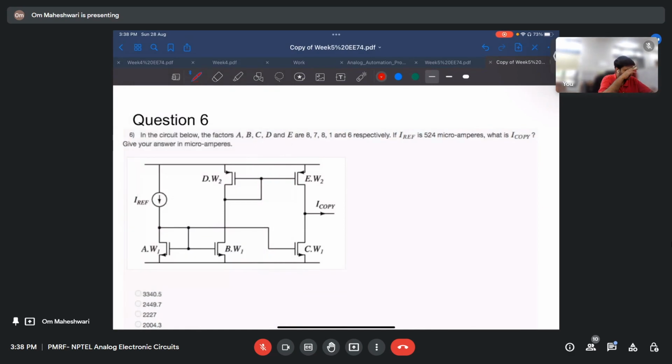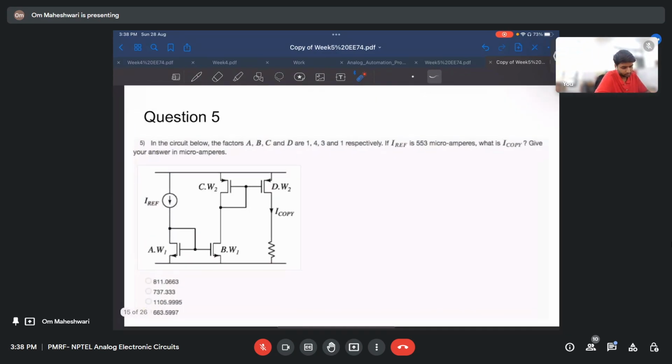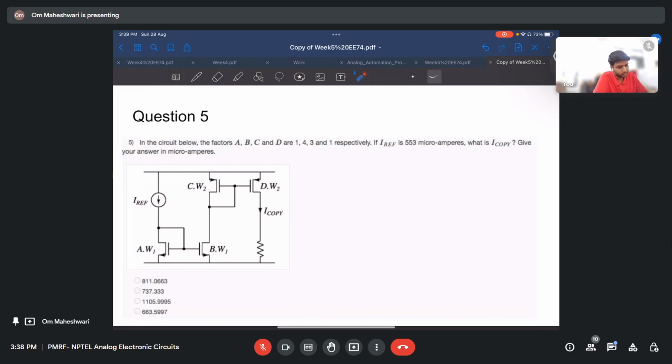So in this question, you have to find this current. I copy. Let me solve this one first because this is easier to understand. So this is a current mirror. We know if this IRF is flowing here, a ratio of this width across this width. Okay, I'll just solve it.